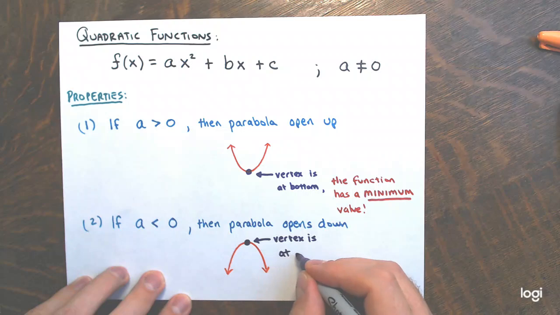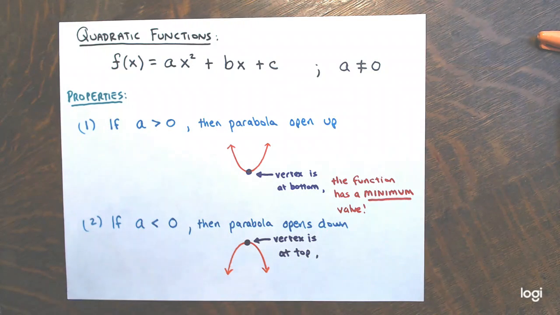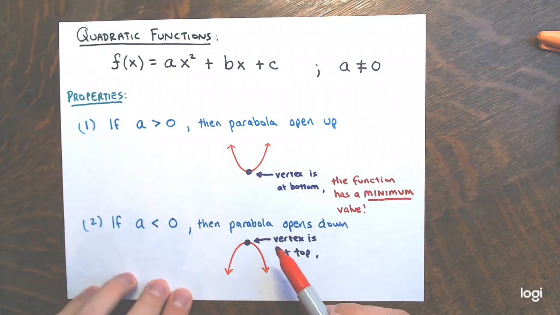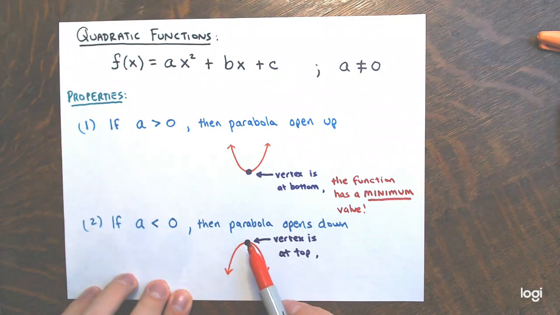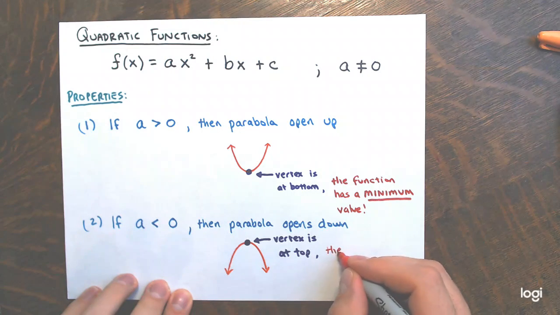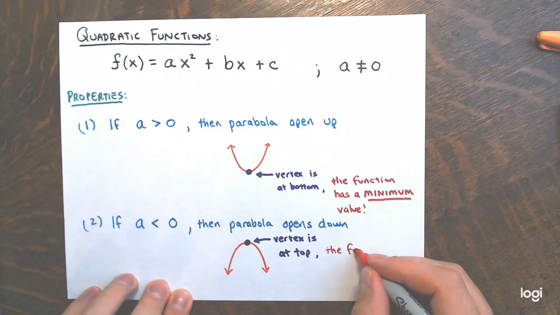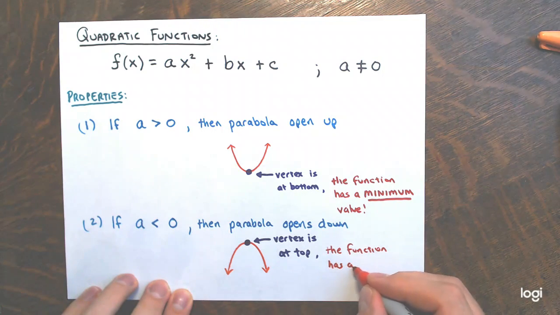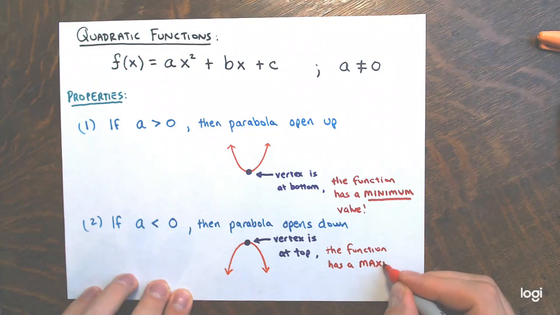And another way to say that is that the function would have a maximum value. There would be a highest y-coordinate, a highest output. And then there is no minimum, there is no lowest output because it's going down forever on both ends. There's no lowest y-coordinate, but there is a highest y-coordinate. The function in this case has a maximum value.